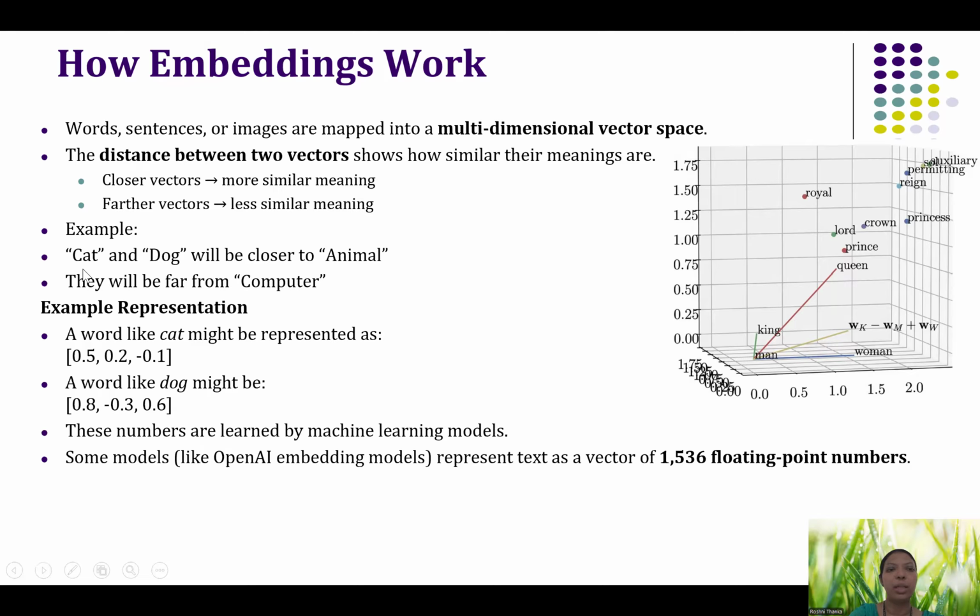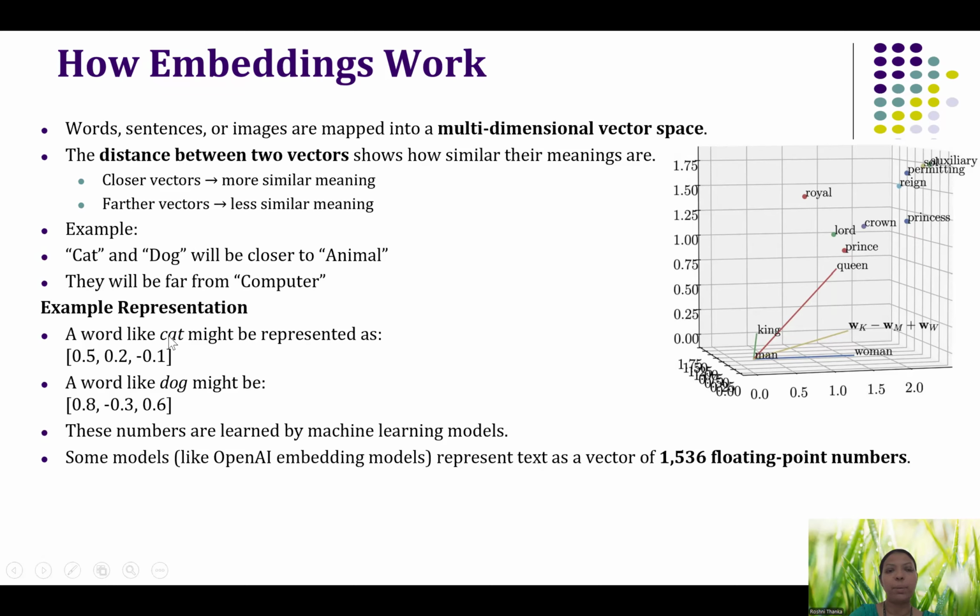So, for example, if you see here, if the distance is far, then we can understand that these two phrases are far from each other. Here is an example: cat and dog are closer to each other because they both belong to the category of animal. But if you consider cat with computer, the distance will be far because they are not meaningfully similar.